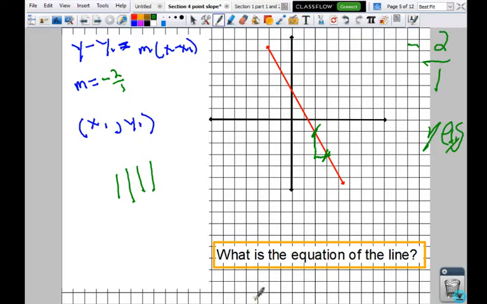When I was going around, your slopes look good. So if you didn't get this for your slope, that's okay. If you got like a negative 7 over 4, I would take that. If you got negative 9 over 5, I would take that. So, it's negative 2 over 1. Yeah, it's a negative 2.